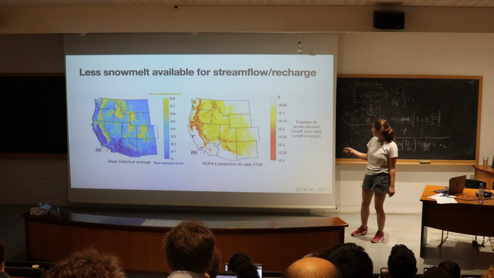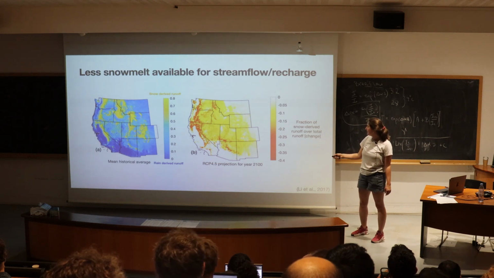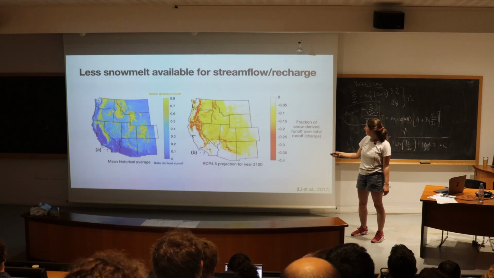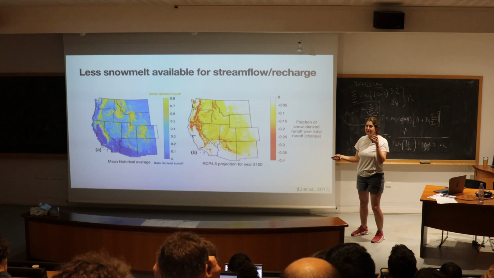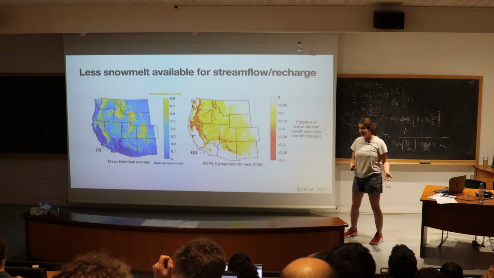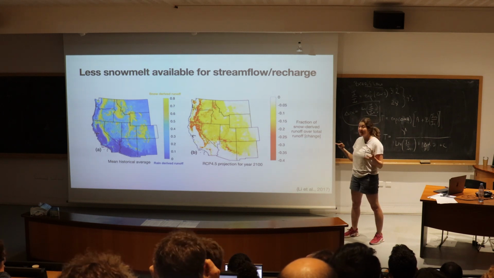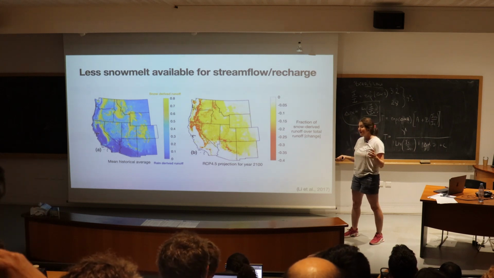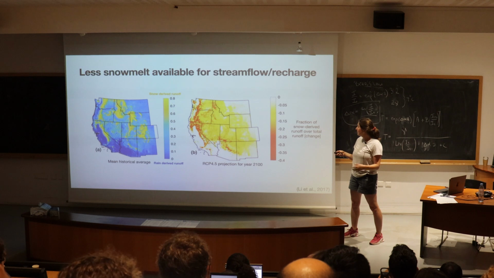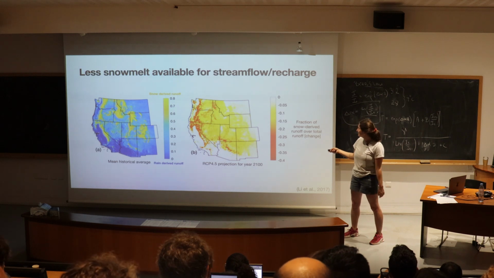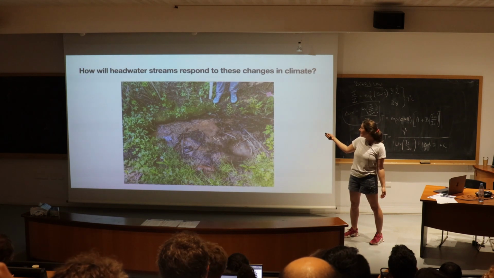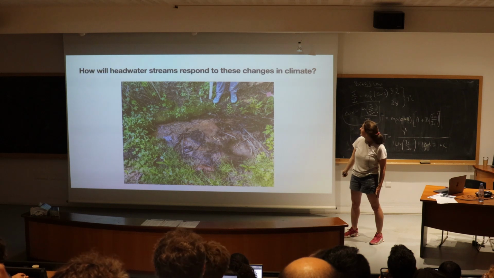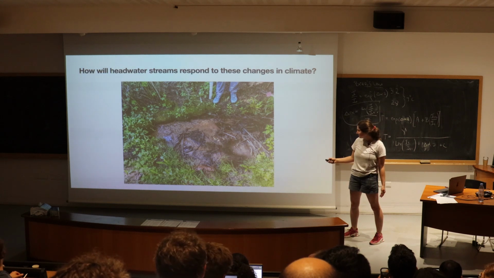Then here we see projections for a mid-level, middle-of-the-road climate scenario showing the change in the fraction of snow-derived runoff. The yellow indicates a 5 to 10% decrease in the fraction of runoff that is derived from snow. So we're seeing more runoff from rain, less runoff from snow. This changes the timing of things, right? This possibly changes the timing of stream flow. This maybe changes the amount of recharge available, so given that, I'm wondering how headwater streams will respond to changes in climate.